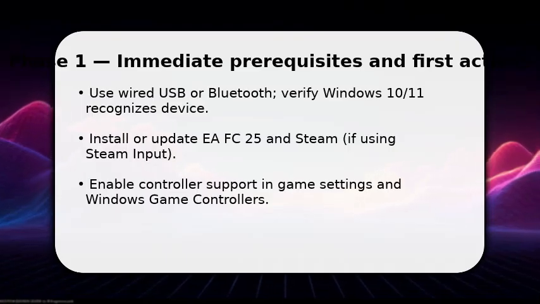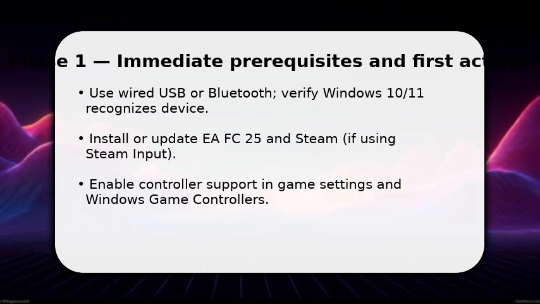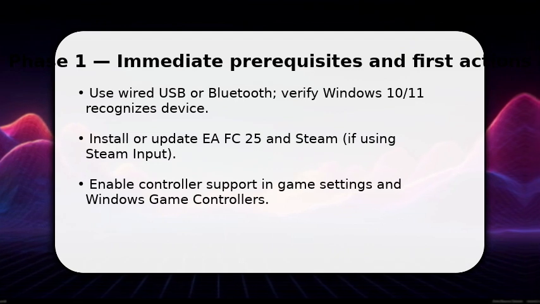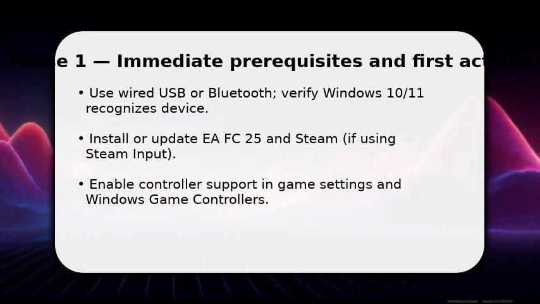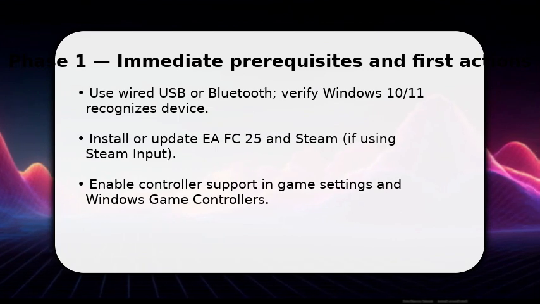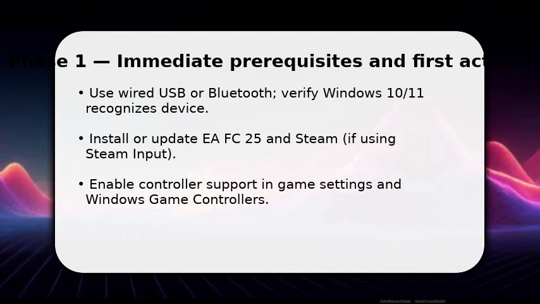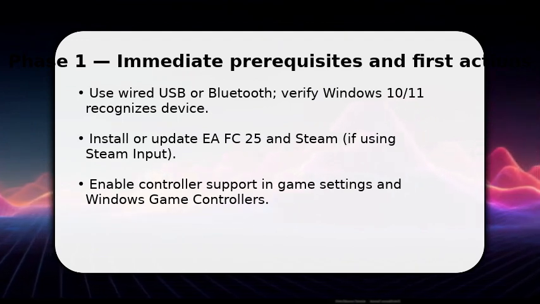Plug in your controller or pair it over Bluetooth right now. Windows should show it under Devices. Once detected, install or update EAFC25, and if you plan to use Steam Input, enable Steam Big Picture. This gives mapping options. Make sure drivers are current. Modern controllers often use built-in drivers, but you may need OEM software for advanced features.